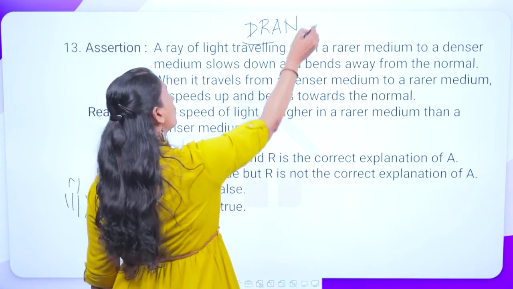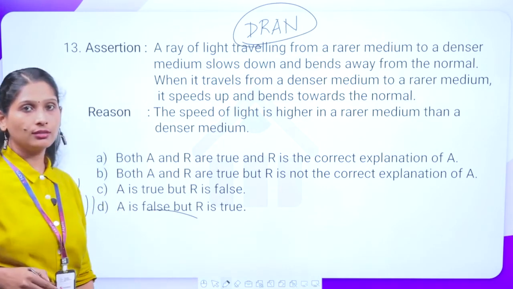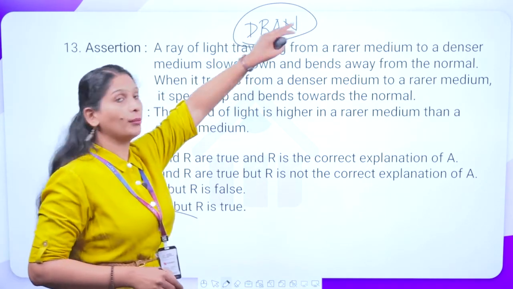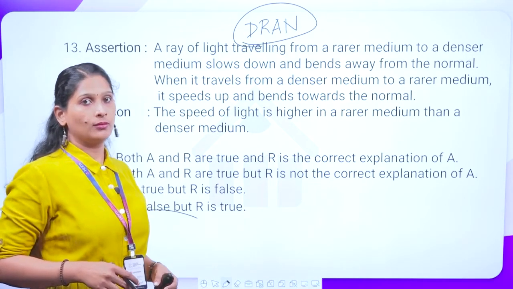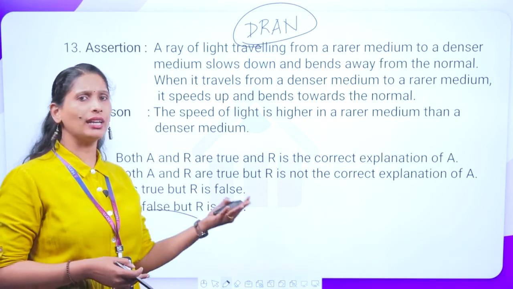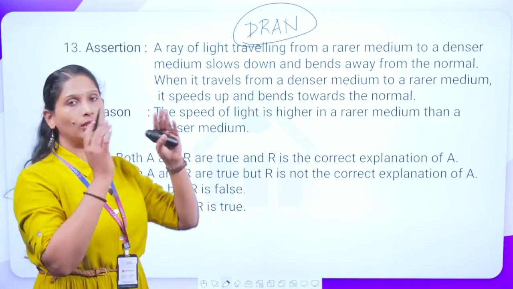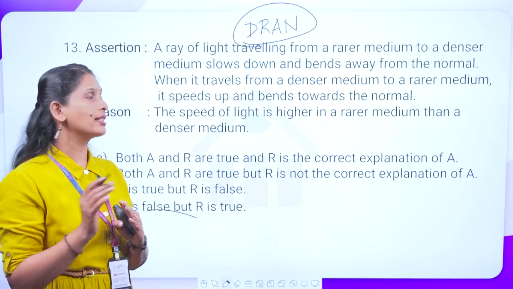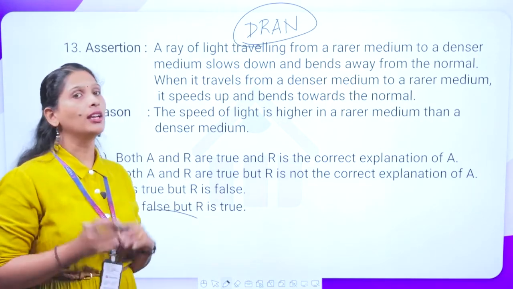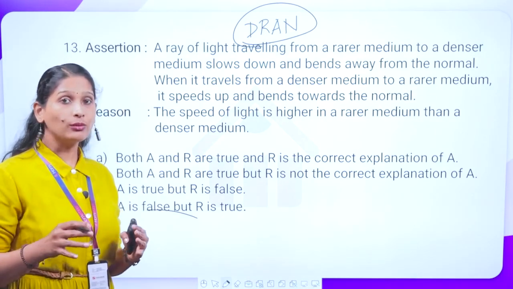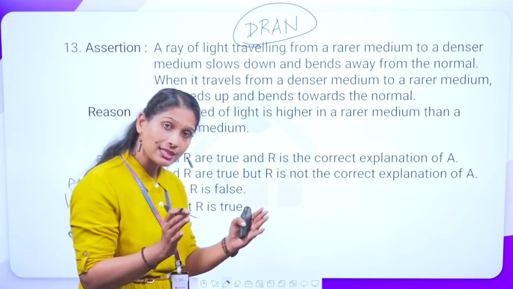You can use this mnemonic to remember this. If it is from denser to rarer medium, then away from normal, DRAN. And the vice versa will be the other one. You just learn this. As I told you before, don't learn like from rarer to denser, bending towards normal; from denser to rarer, bending away from normal. That will give you confusion when you are in the exam hall.